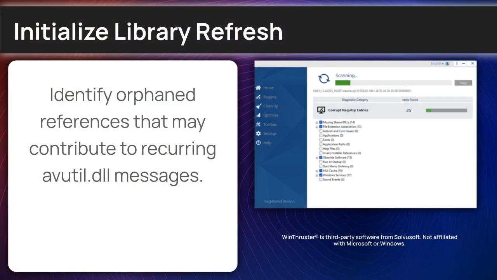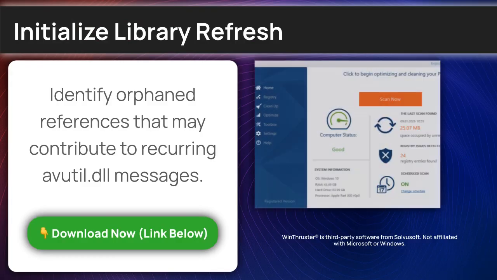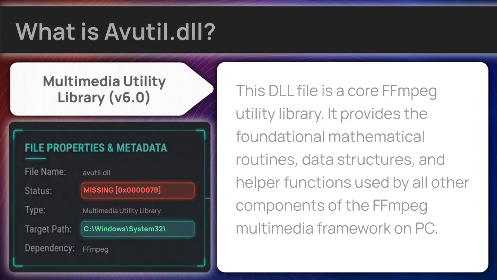Before we get started with Avutil, you may want to try the diagnostic path below to ensure your system is properly synchronized. This DLL file is a core FFmpeg utility library. It provides the foundational mathematical routines, data structures, and helper functions used by all other components of the FFmpeg multimedia framework on PC. With that context in mind, our first logical step is a clean reinstallation.